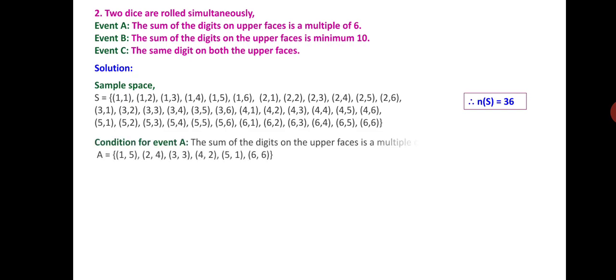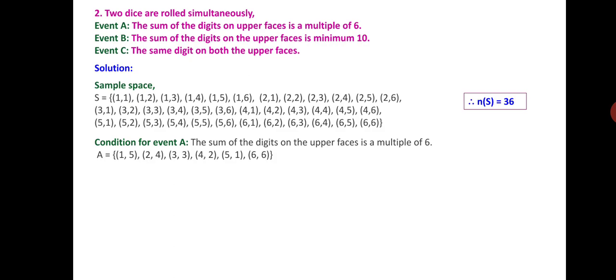The first condition, for event A, is that the sum of the digits on the upper face is a multiple of 6. A multiple of 6 means the sum will be either 6 or 12. The maximum sum you can get is 6 plus 6, that is 12. 18, 24 you are not getting, so you do not bother about them.